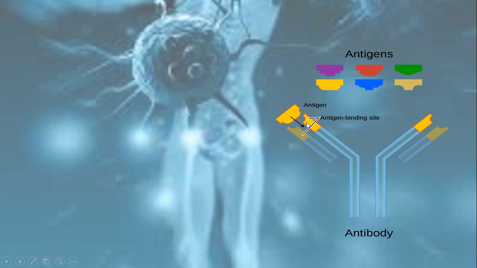As you can notice here, according to the shape of this tip, it will bind to only one epitope of these antigens. Because this is the only antigen that can match with the shape of the paratope, or the tip of the antibody, it can only bind to this antigen and it cannot bind to the other types of antigens.